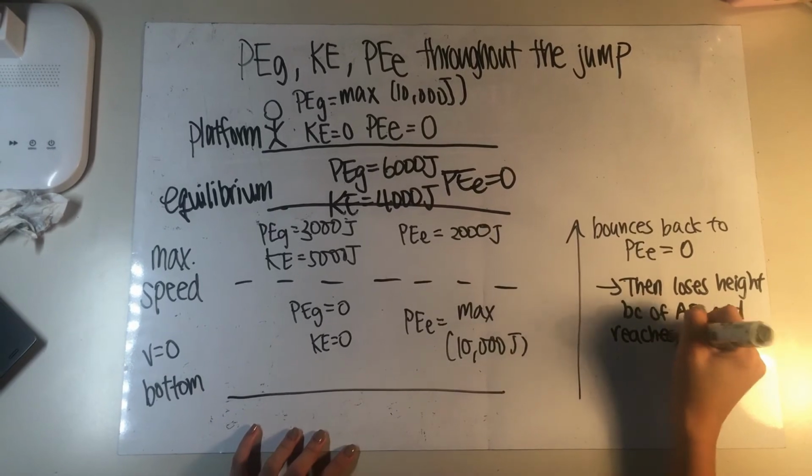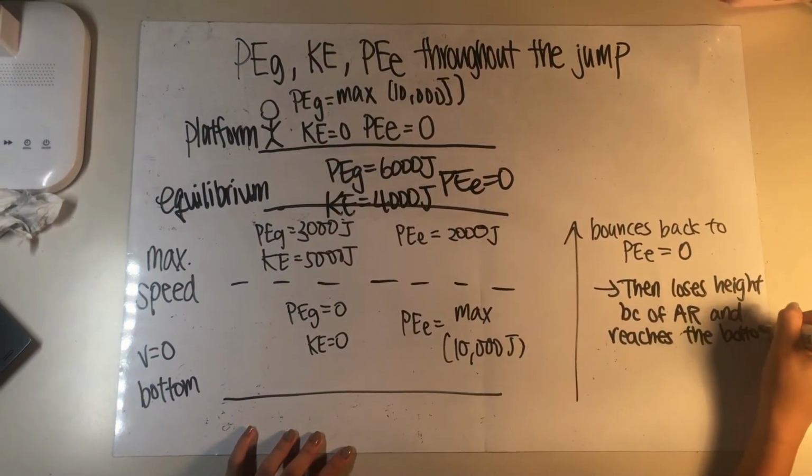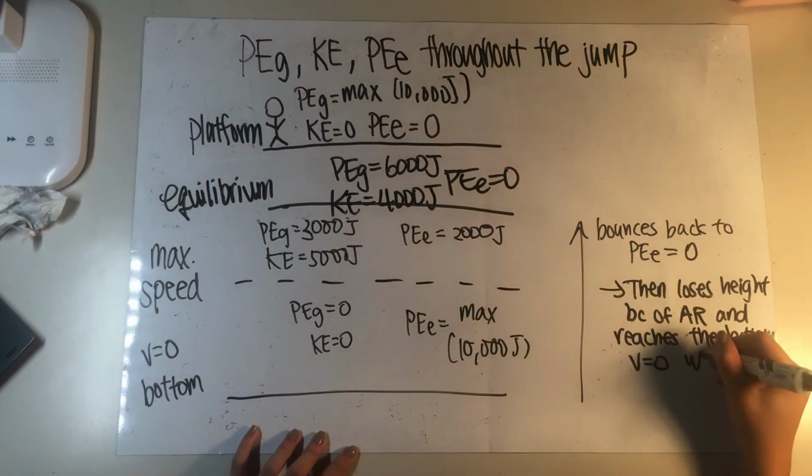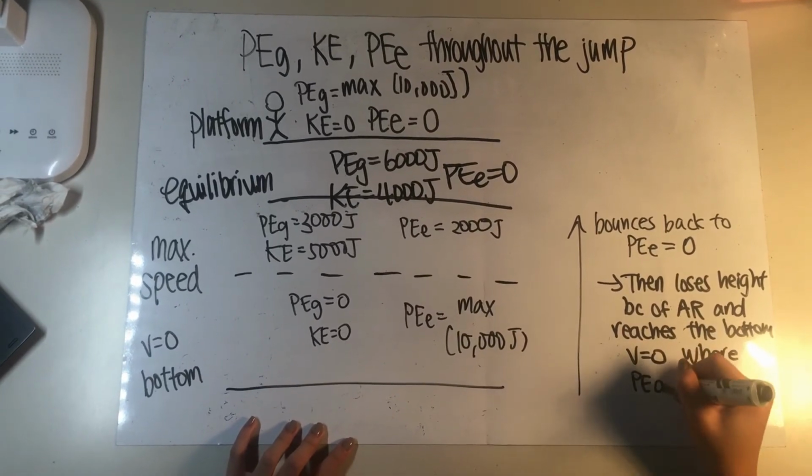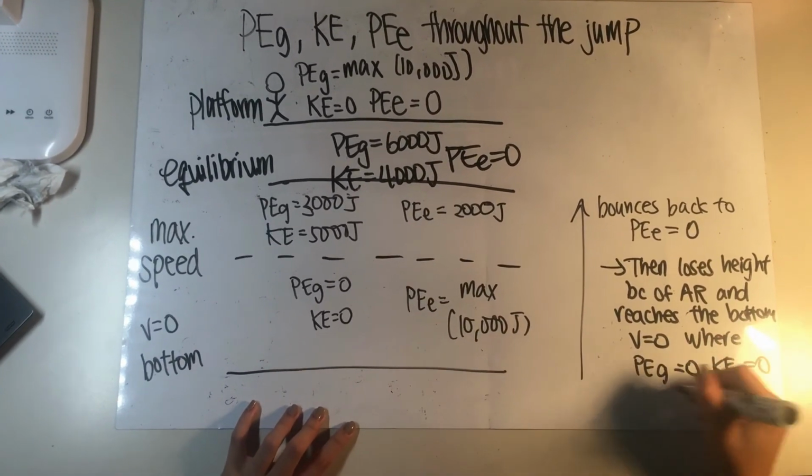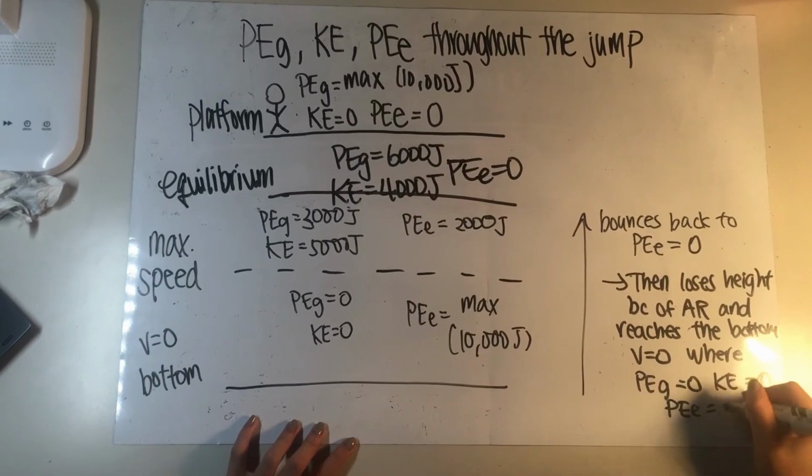Afterwards, the elastic energy tries to fling the jumper back to the equilibrium point repeatedly, but the jumper slowly loses height due to air resistance and eventually stops at the bottom point of the jump again and ceases to move.